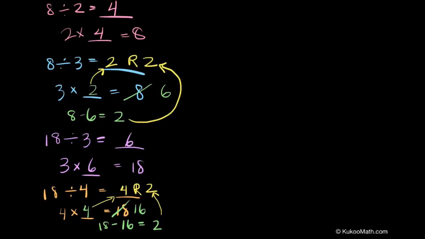And here's where the 4 came from, and here's where the 2 remainder came from. Now let's try another problem. 30 divided by 6. The corresponding multiplication problem is 6 times blank is equal to 30. In this case, it works out perfectly because 6 times 5 is equal to 30. So 30 divided by 6 is equal to 5.